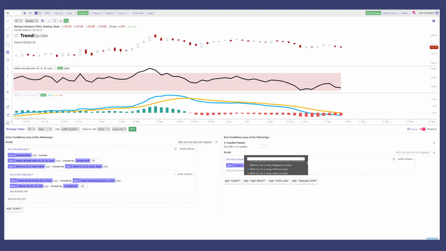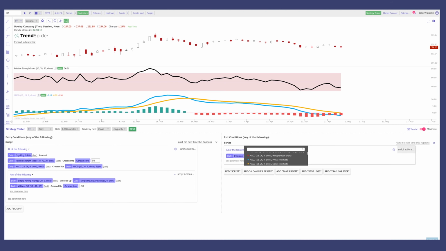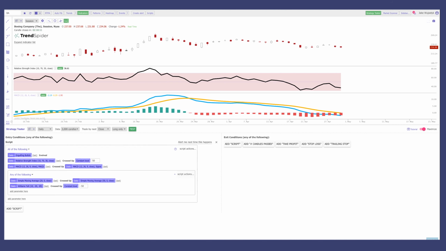So you can use the strategy tester with the alert system, and you can go in and create your entry condition. And let's say the strategy tester comes back positive and your strategy beats the overall buy and hold strategy on the market. You can just click alert me next time this happens.